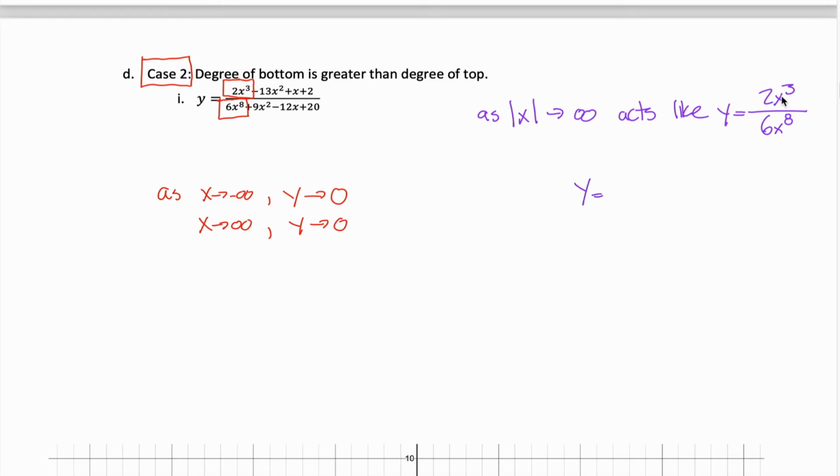I could cancel out my x's, and I would be left with a 1 up in the numerator and 3x to the 5th down in the denominator, because the 2 and the 6 reduce to this 3, and the x to the 3rd and the x to the 8th reduce to this x to the 5th power. Okay, but how does that help me?